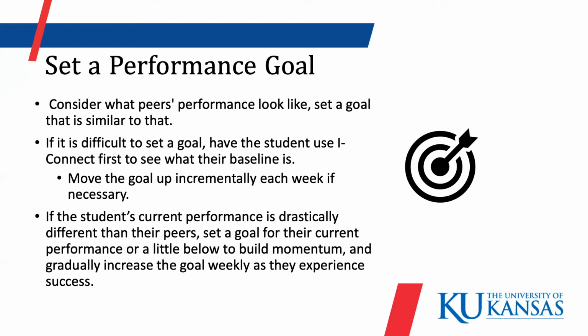If you're having a difficulty figuring out what that goal would be, then you can always have the student use IConnect first, just see where their baseline is, just see where they're at. You might move the goal up incrementally each week if you're not happy with where it is. Maybe their on task is 20% of the monitoring interval, and that's not great, and you want to see it go up to that 80%. You might every week move it up a little tiny bit so that the student is able to build momentum or gradually experience a little bit of success.